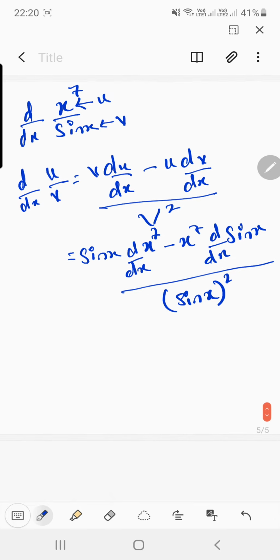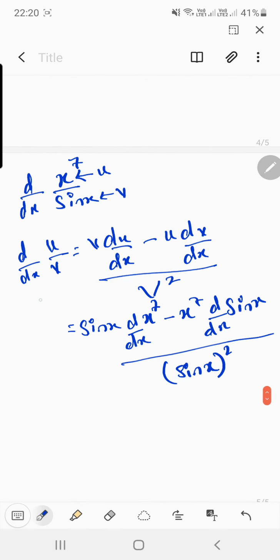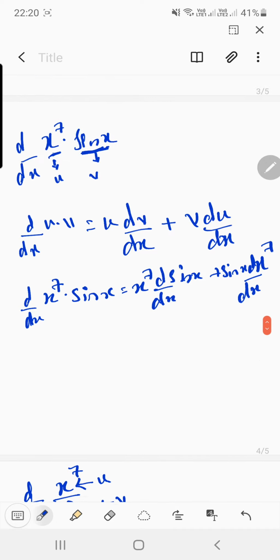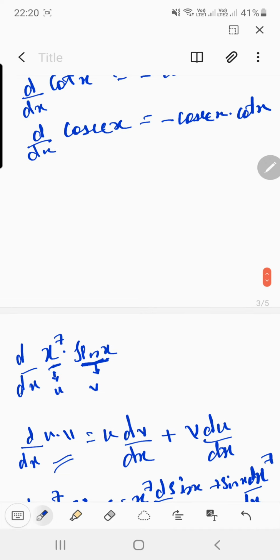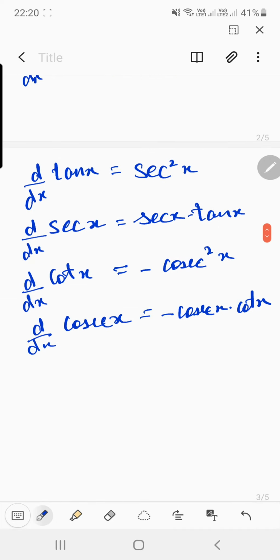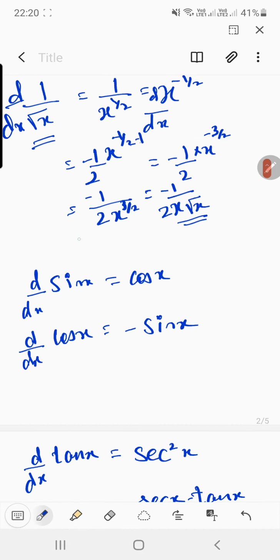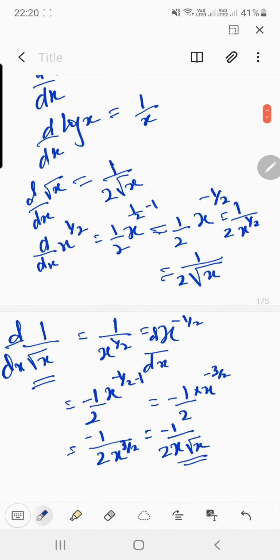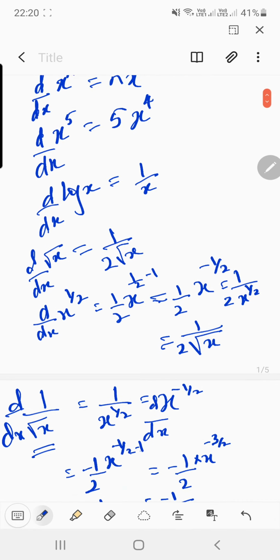So as of now, I want you to keep these things in mind. That is, this particular formula of u upon v, this particular formula of u into v, then all of these trigonometric formulas, and the basics of using x raised to n.